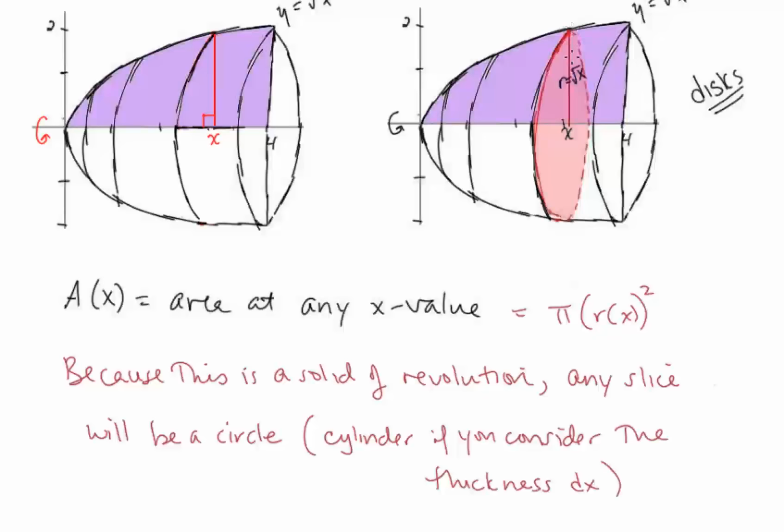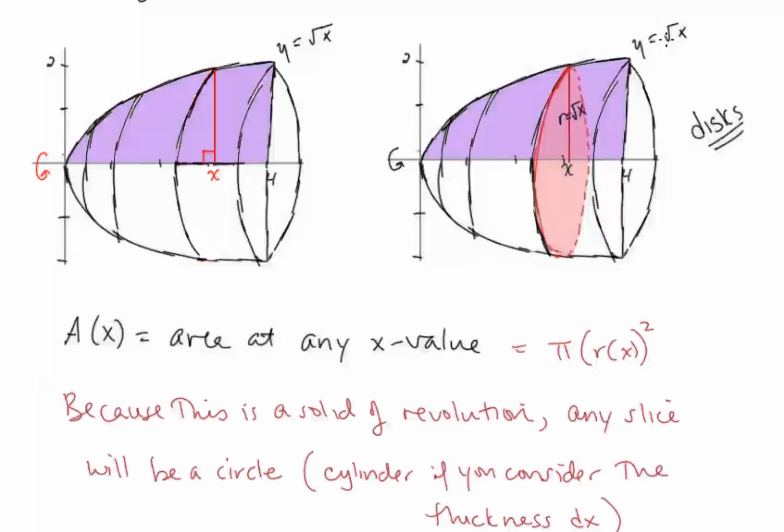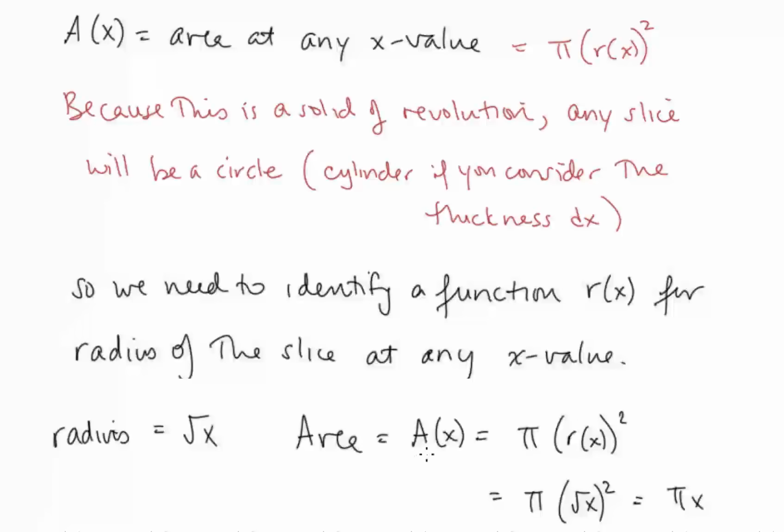And in this case, that distance, that radius, is radical x. It's given by the function. And so our area function is pi r squared. So pi times radical x, quantity squared, or just pi times x. Remember that because it's a solid of revolution, any slice is going to be a circle, and so we're always going to be using pi r squared for our area.